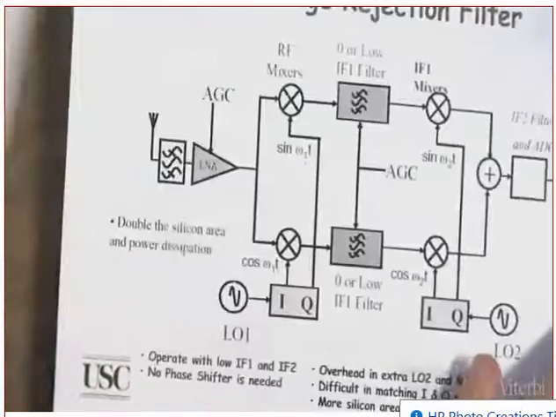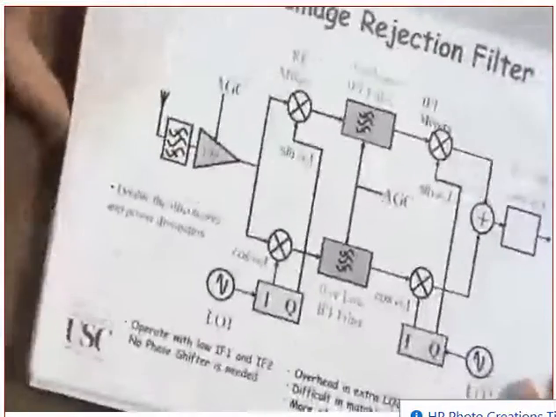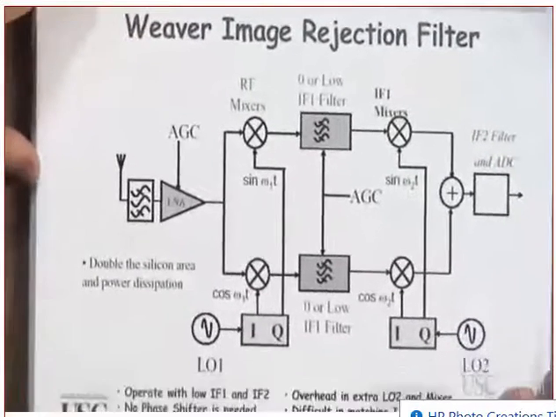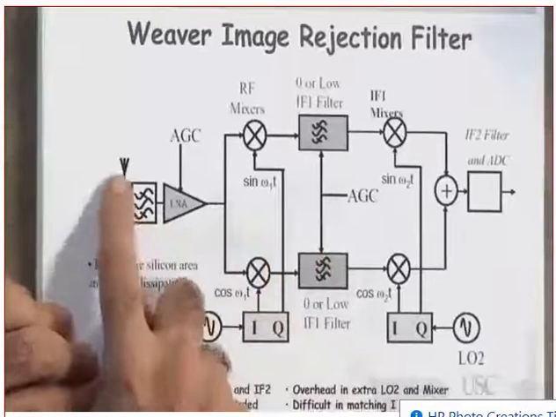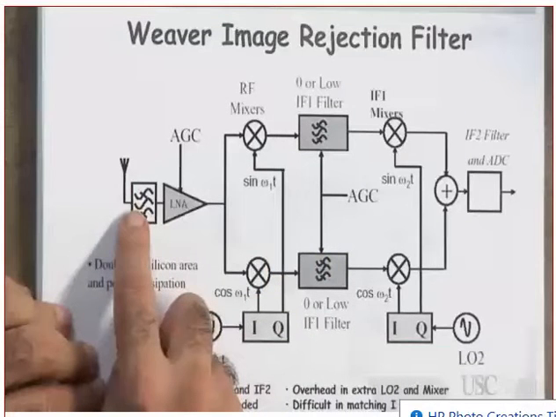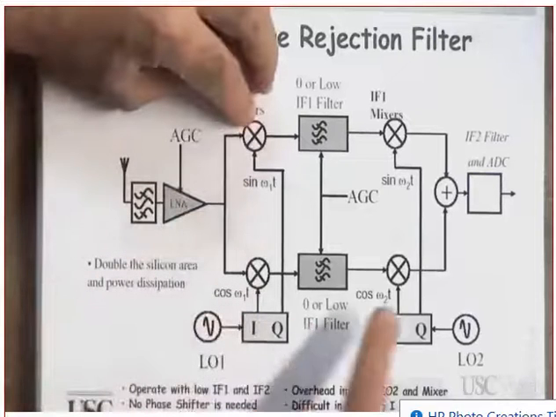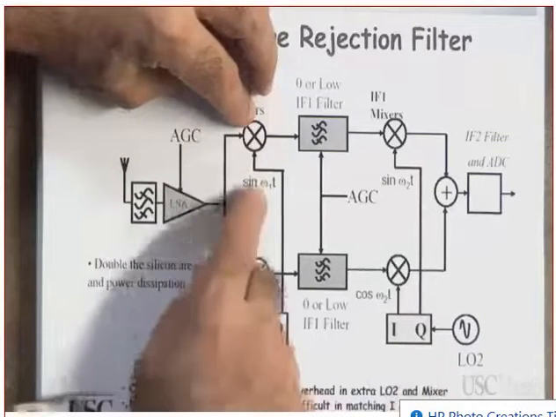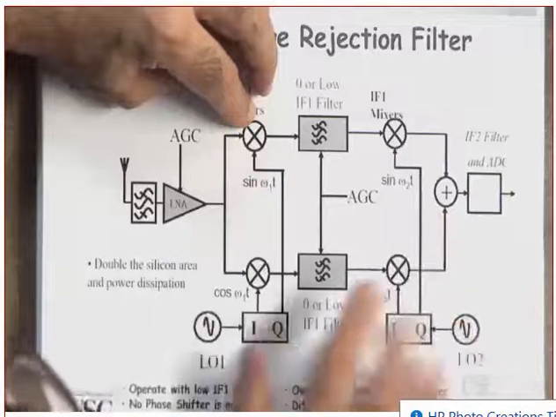Now I want you to see the next one, which is called Weaver. Tell me the Weaver. Weaver image is a little bit more widely used. Let's see the Weaver before we do the analysis. Again, this is the same thing. The band select and the LNA. Yes, it goes into multiple IQs. 2 IQ. One at omega 1 and the other one is at omega 2. I will do the analysis in just a second.